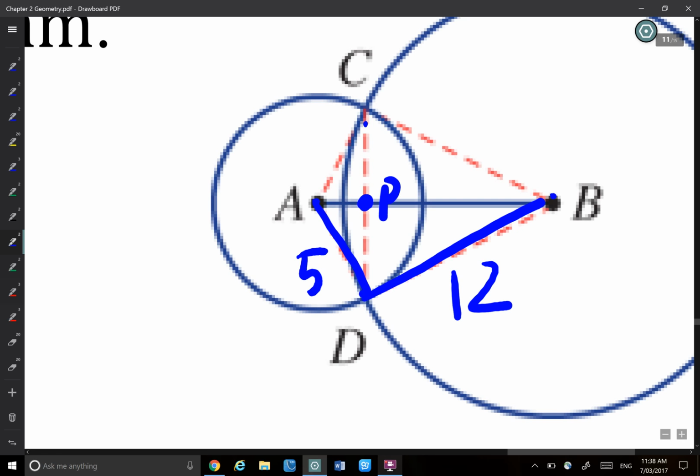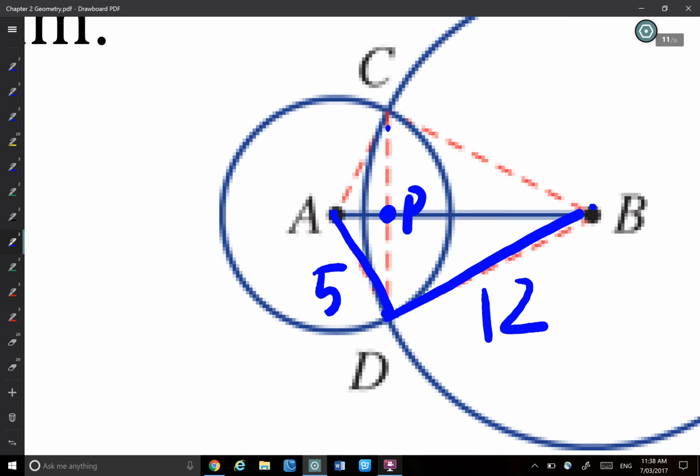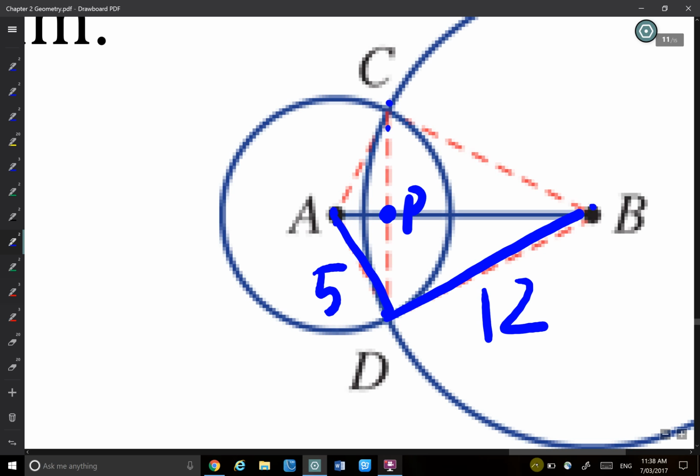You need to say CP equals DP, and also AB is perpendicular to CD. So you need to find a way to prove this. Let's think about whether you can prove ACP and ADP are congruent triangles. This can be easily proved, right? If you can prove ACP and ADP are congruent triangles, then you can easily prove this.